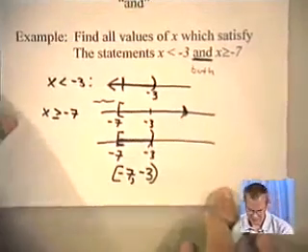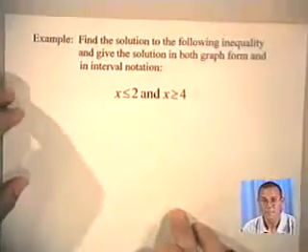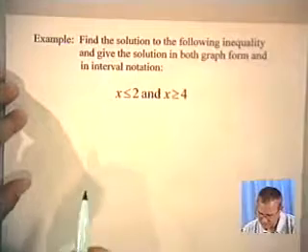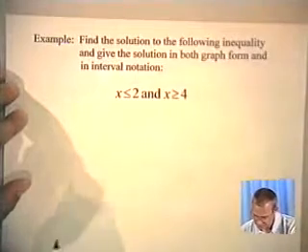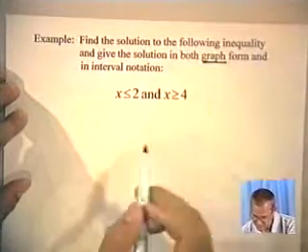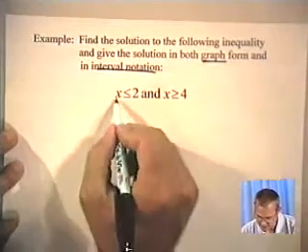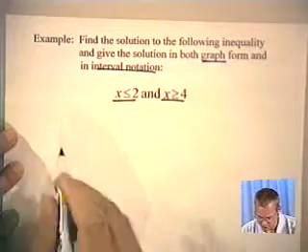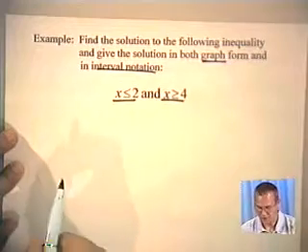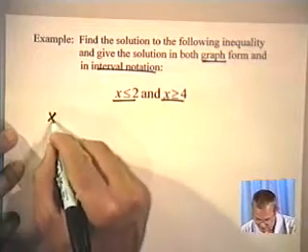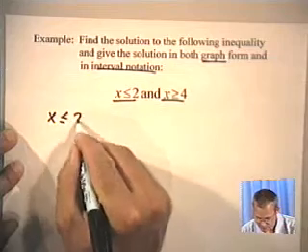All right, let's try another example. Okay. Let's find the solution to the given inequality, and we'll graph it, and we'll find the interval notation. So let's graph it first. I'm going to graph each of these individually, and then we'll try to figure out what the common points are. So x less than or equal to 2.